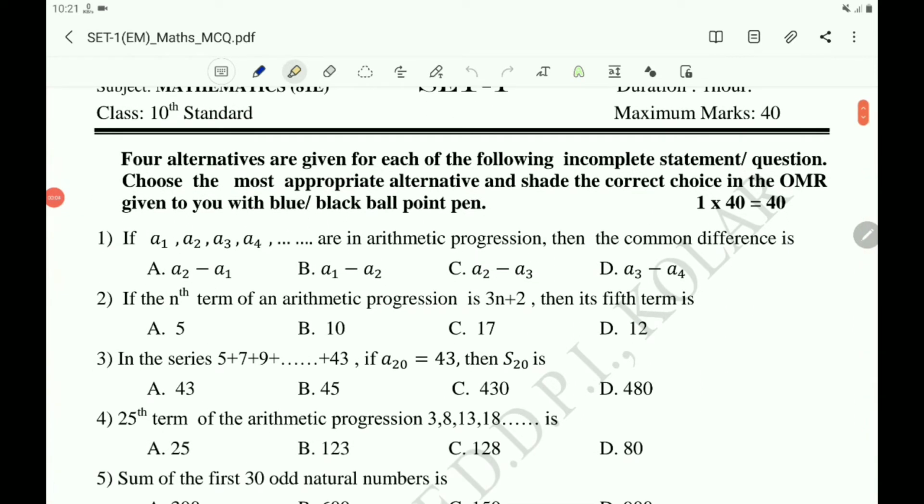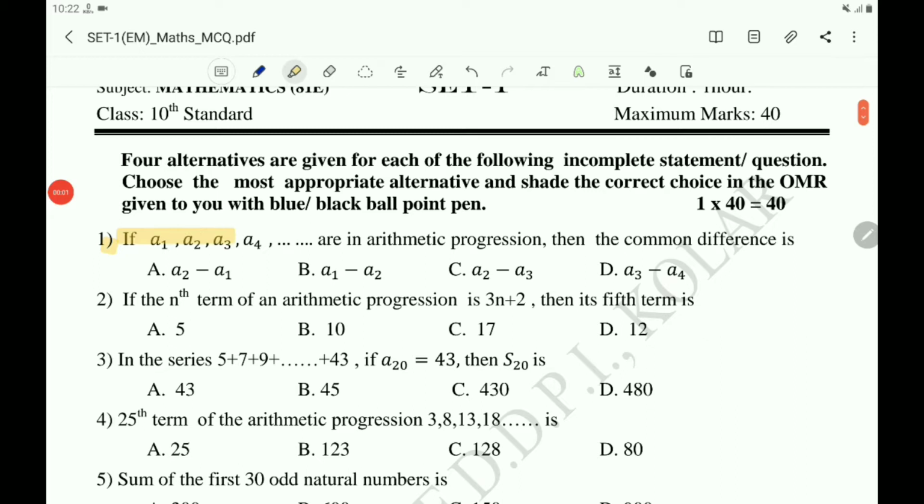The first question: If A1, A2, A3, A4 and so on are in arithmetic progression, then the common difference is. Normally we find the second term minus the first term as the common difference. You can also take the third term minus the second term, or the fourth term minus the third term. But normally we take A2 minus A1. Option A is the answer.